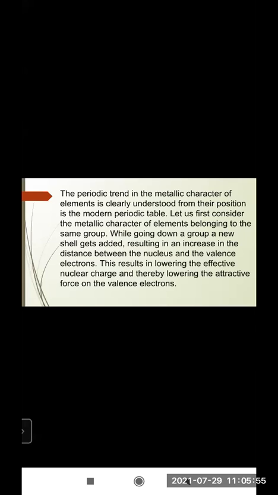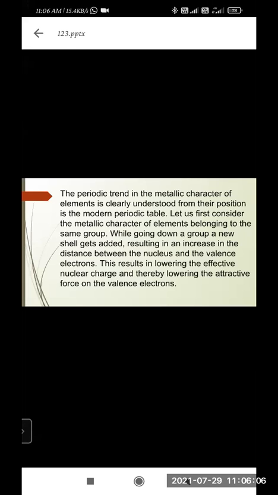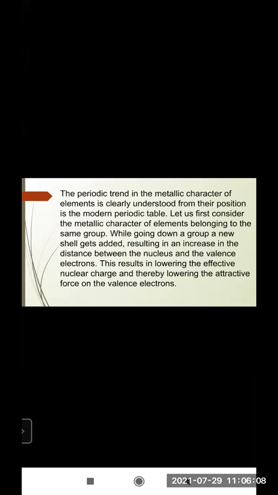Now the periodic trend in the metallic character of elements is clearly understood from their position in the modern periodic table. For that, let us first consider the metallic character of elements belonging to the same group. So we are going to consider some of the elements belonging to the same group.